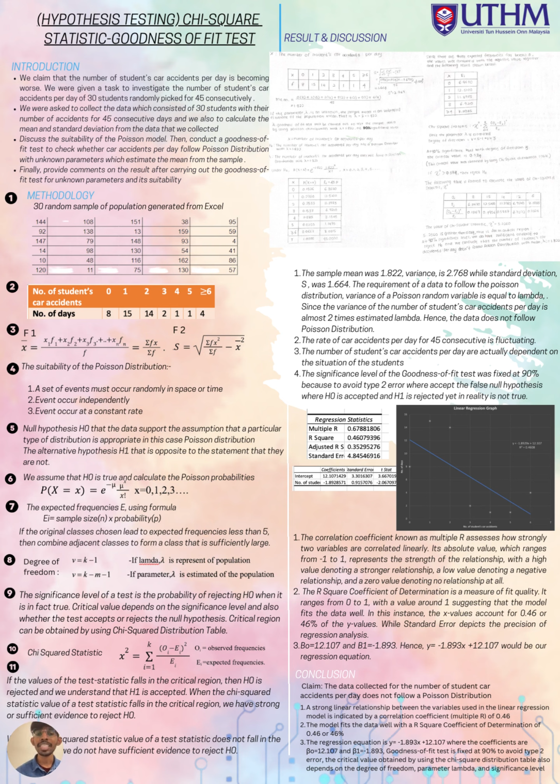Next, B0 is 12.107 and B1 equals -1.893. Hence, we get the equation where y equals -1.893x plus 12.107, which will be our regression equation.